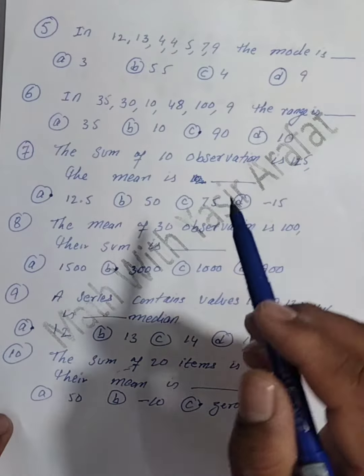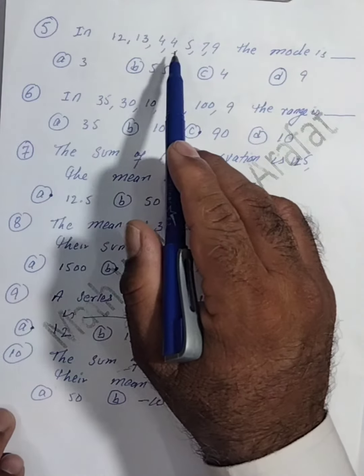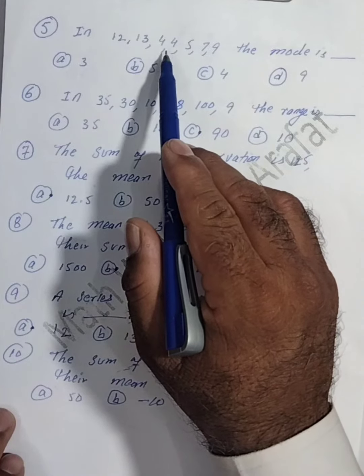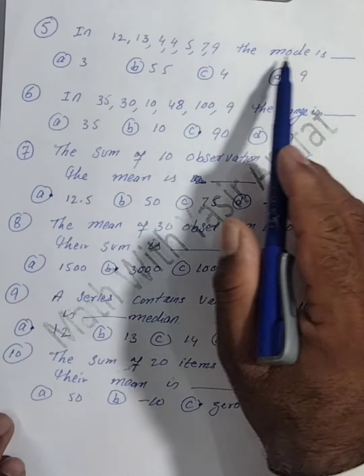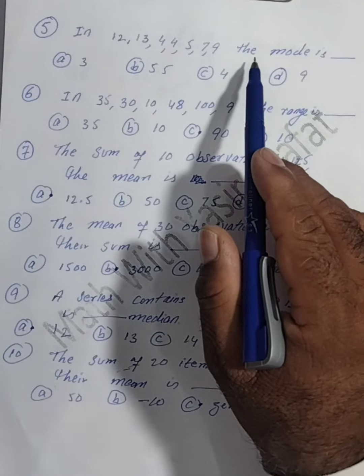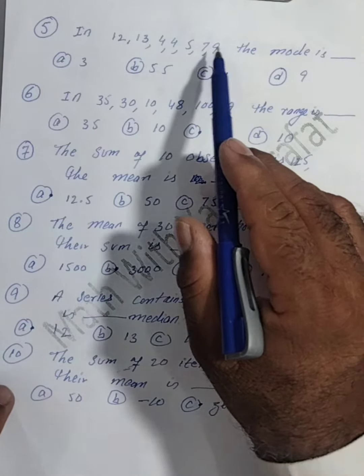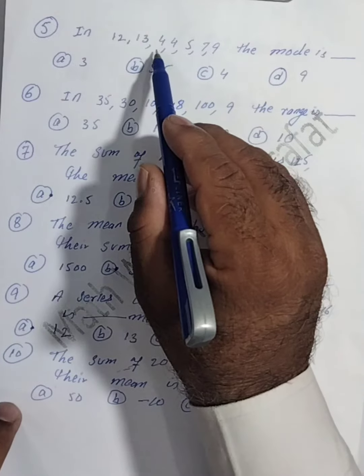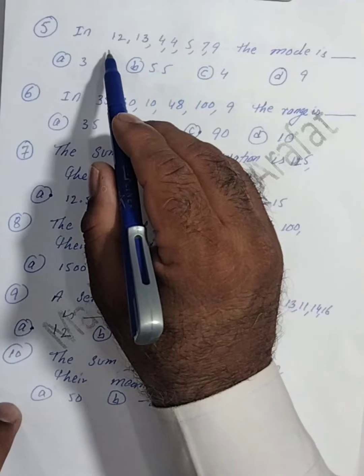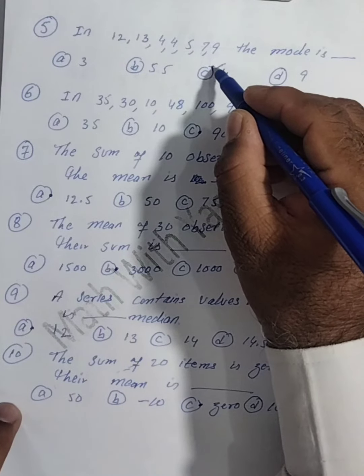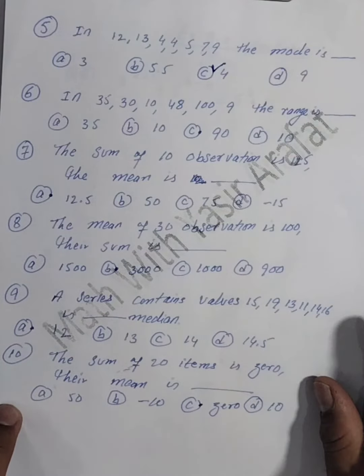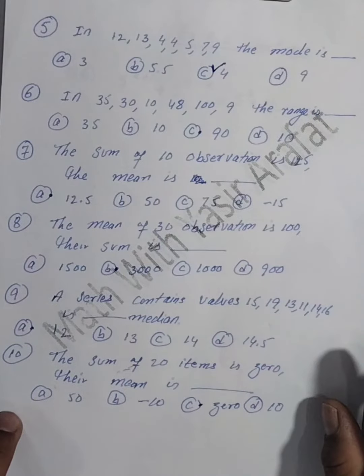Now come to the fifth MCQ here. In this data 12, 13, 4, 4, 5, 7, 9, what is the mode of this? What was the mode? In the previous MCQs we have discussed, the most frequent number from the data. So the 4 is the most frequent number from this data. So therefore 4 is the correct option. That is, C is the correct option here.